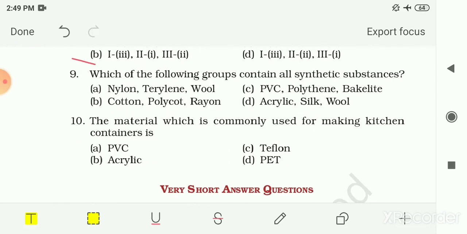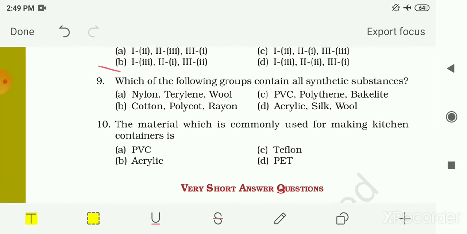Next, number 9: which of the following groups contain all synthetic substances? Which group has all the synthetic substances or synthetic materials? So let me see the options. In option A it is given nylon, terylene and wool. Here wool is a natural substance, so it will not be right. Then the second one, option B, cotton, polycot and rayon. Again cotton is a natural fiber. Option C is PVC, polythene and bakelite. So yes, all these three items contain all synthetic substances. So your answer is option C.